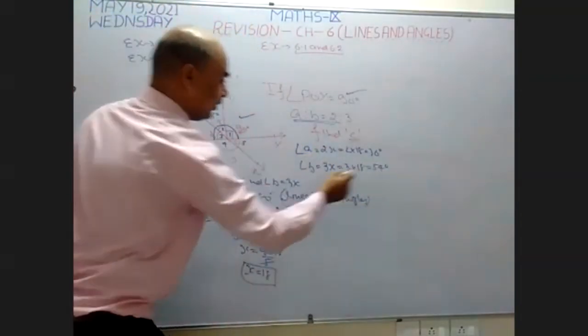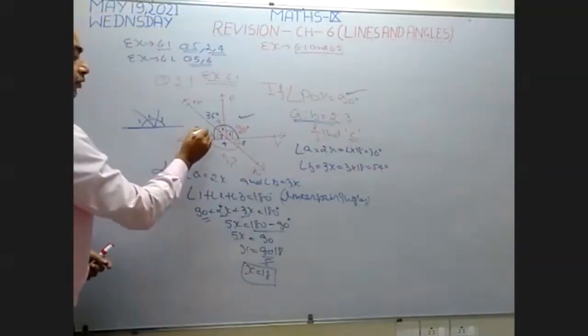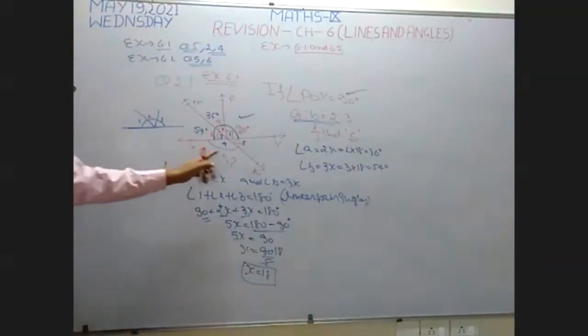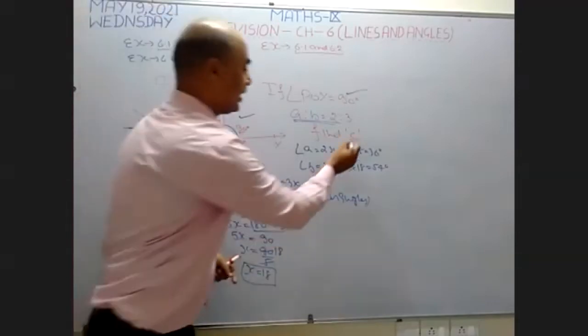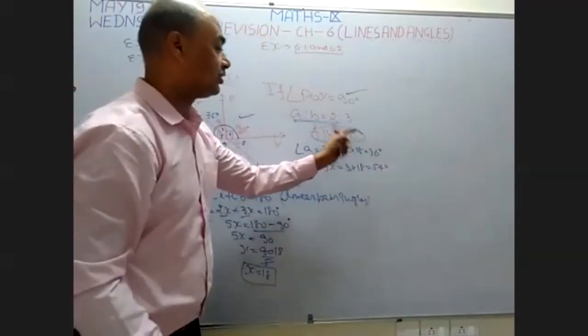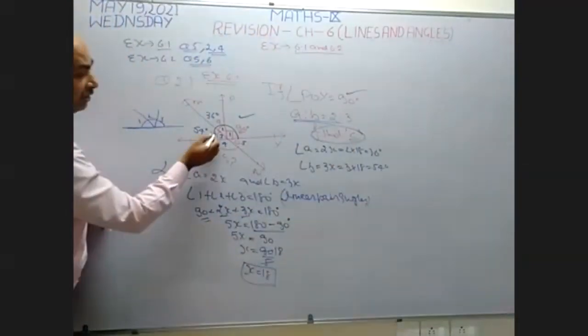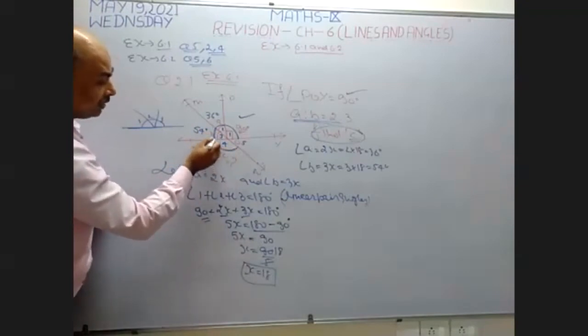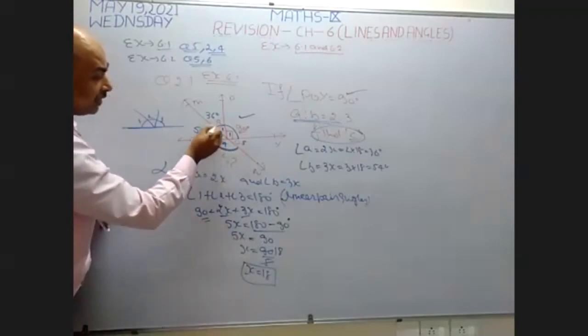And angle B becomes 54 degrees, and this angle becomes 54 degrees. Okay, but in this question we have to find the angle C. I want to find the angle C. Now see, what is the relation between these two angles? See carefully.